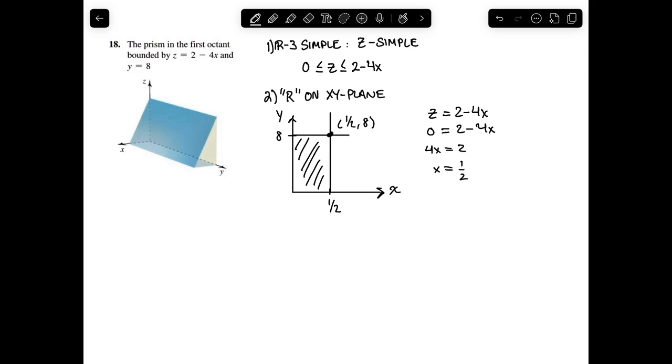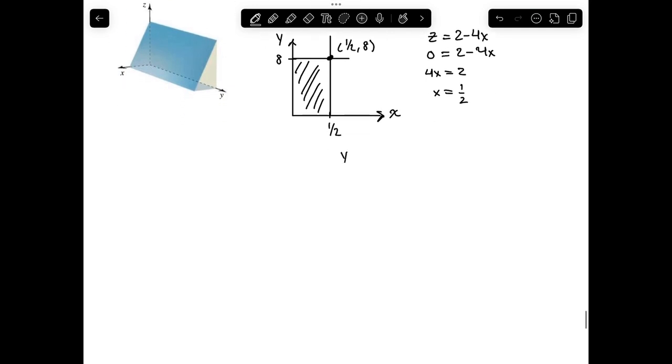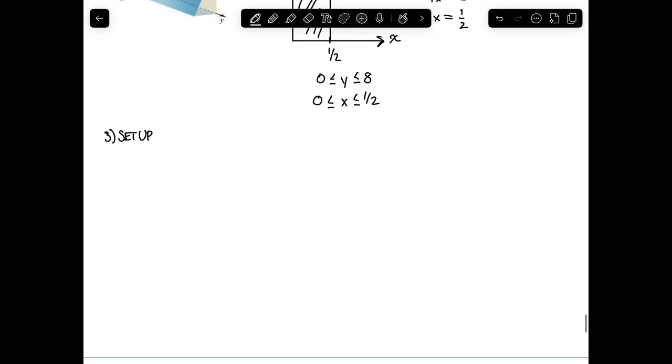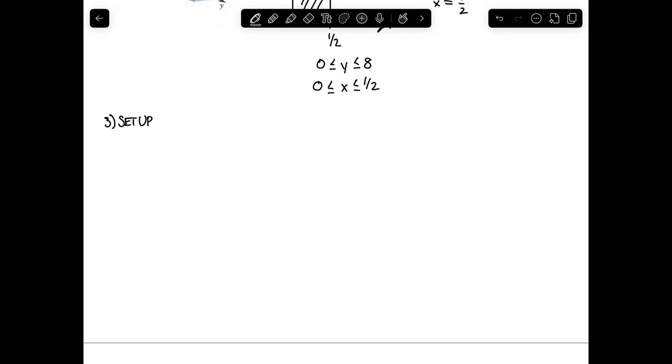All right. Looks good. So now y is going to be bounded from 0 to 8. And our x is going to be bounded from 0 to 1/2. Perfect. All right. Now I can move on to step 3, which is the setup. The setup is definitely the most challenging part to these problems, but with enough practice, you'll get better at it. After that, it's just integration, and the integration is pretty straightforward for this problem. So let's go ahead and set up our integrals.